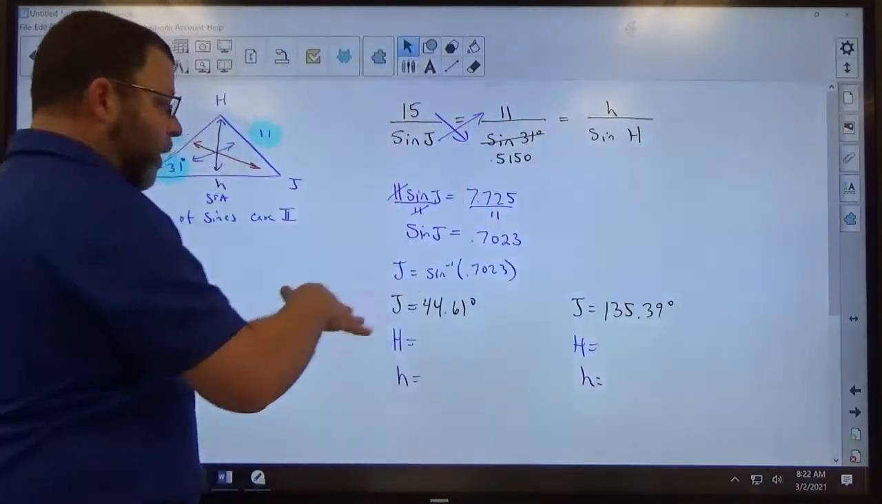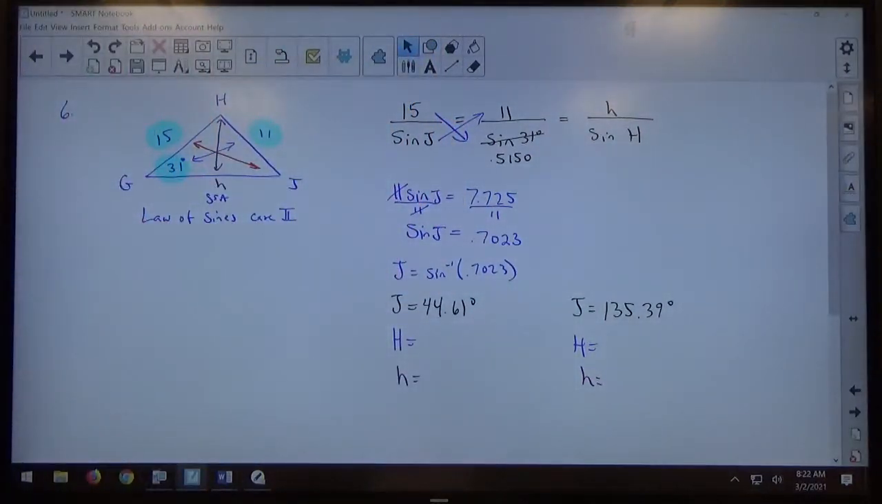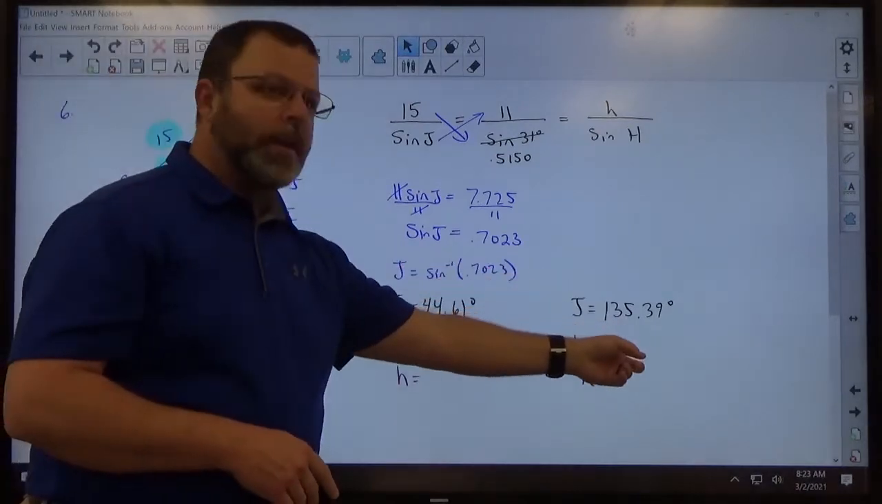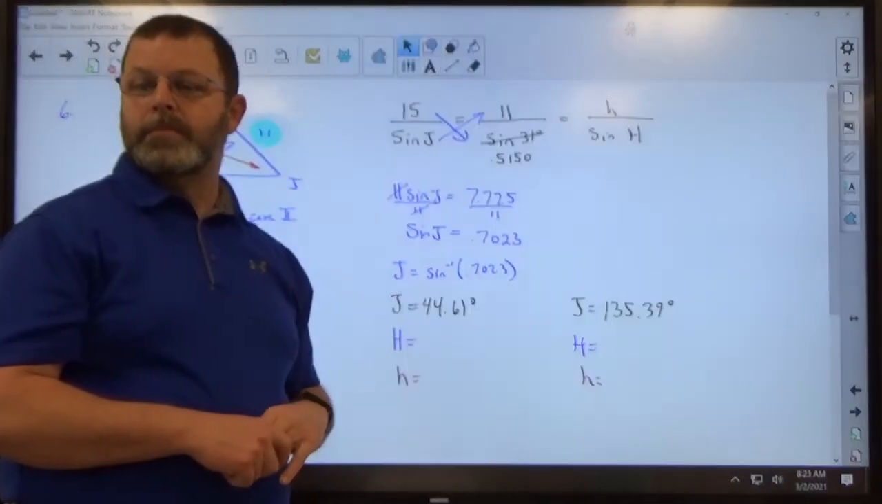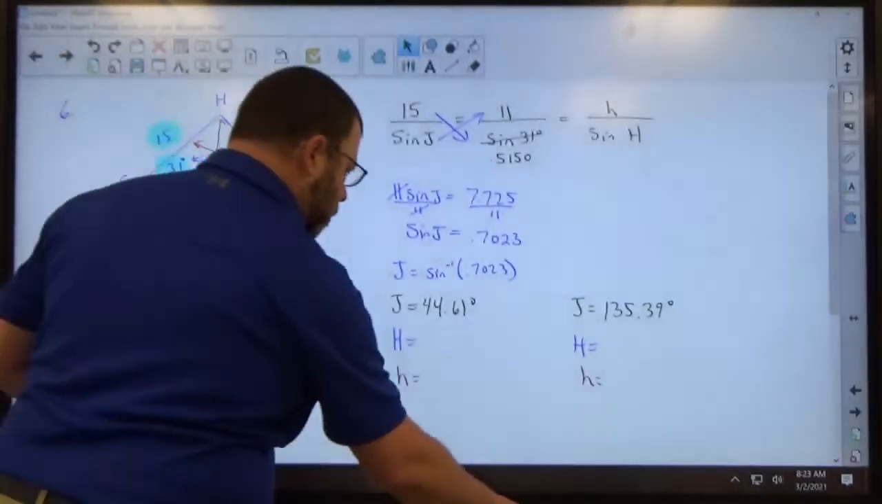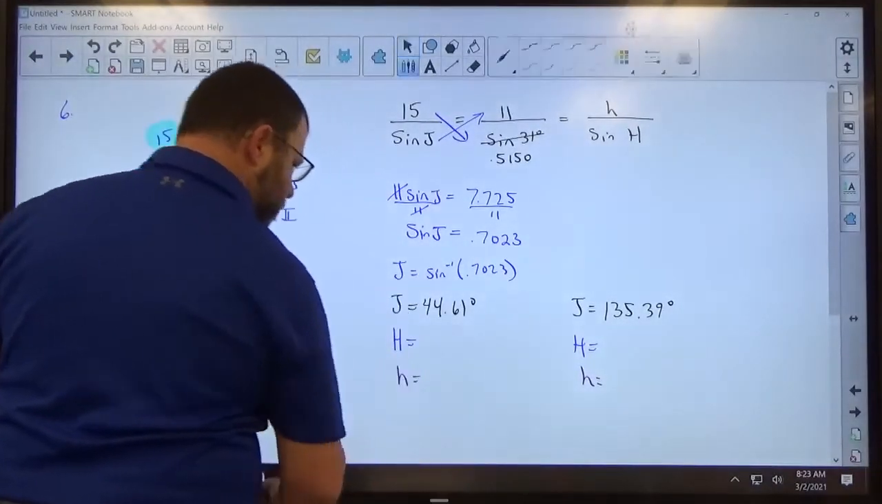And again, as long as we go along with both possibilities, J being the acute angle, J being the obtuse angle, as long as h comes out to a positive angle, I'm going to keep going with 2 sets of answers. If this h becomes a negative angle because of that angle measure, then we say that's not possible, we can't do it.